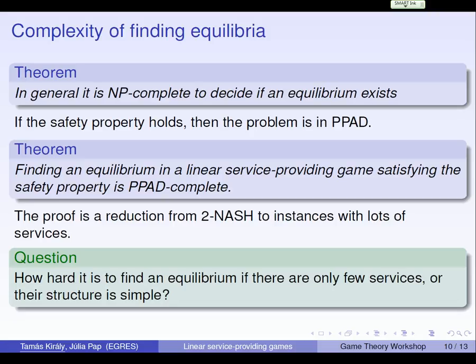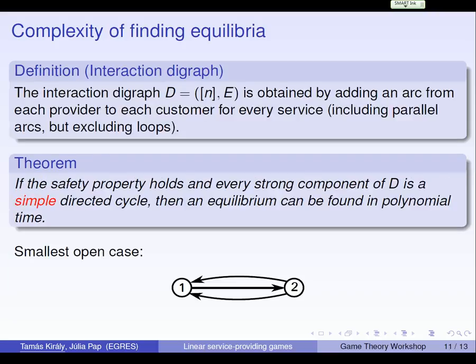But the reduction uses a lot of services. So the question is, if there are few services, or the structure of services is simple, then can we find an equilibrium efficiently or not? And for this, we can define this interaction digraph, which I think this is the interesting point in this model, that it's not a graph now, but a digraph. So it's obtained by just adding arcs from each provider to each customer of each service.